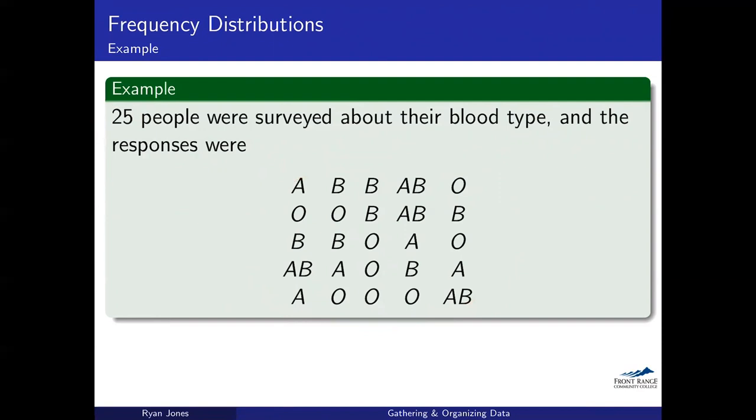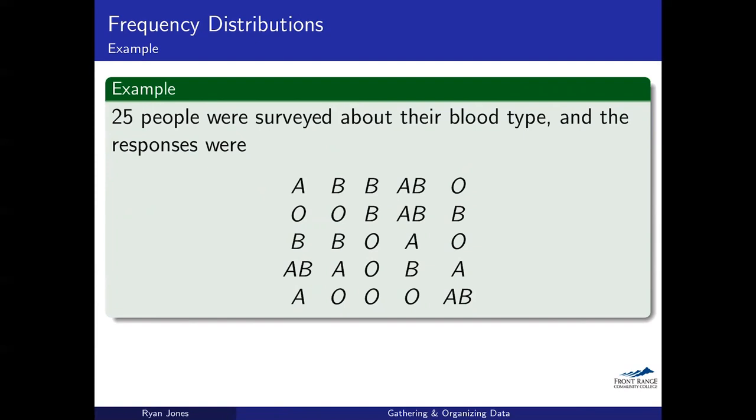So what we can do is what's called a frequency distribution. Let's break that phrase down, each word. The first word, frequency, is how often something occurs. And then distribution, let's think of the root of that, distribute. We're going to distribute these frequencies across each of the categories that they fall under.